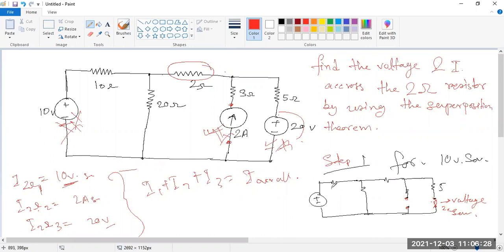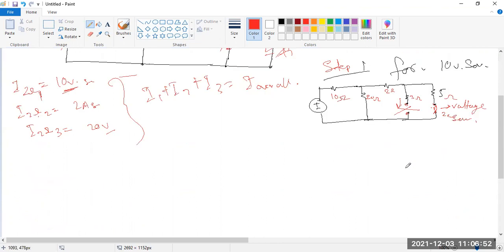So what will be the circuit? This is 10 ohm, this is 10 ohm, this is 20 ohm, and this is 2 ohm resistance. This is 3 ohm resistance, and this is 5 ohm resistance. But you can see in this 3 ohm resistance branch, no current can flow because this circuit is open.